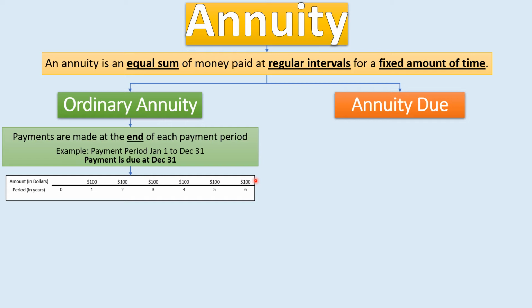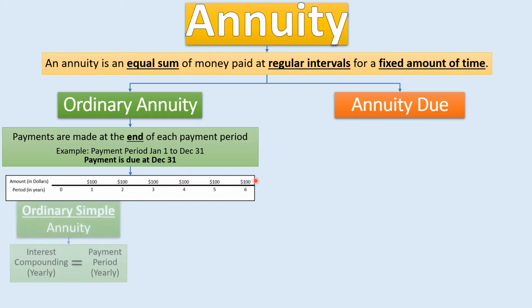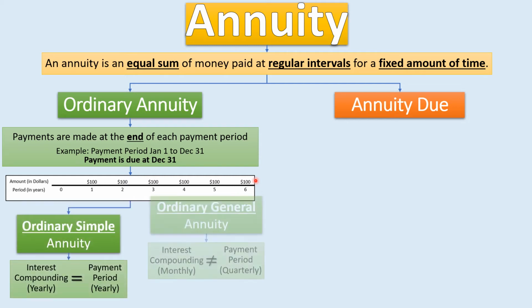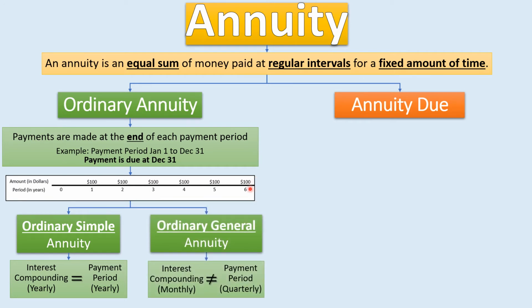Now, that was for the payment periods. There are two types of ordinary annuities: an ordinary simple annuity and an ordinary general annuity. In an ordinary simple annuity, the interest compounding and the payment period are the same. What that basically means is that if your interest is being compounded annually, your payment is also made annually. So if you have an interest of 2% on that $100 and you're making the payment of the $100 annually, it's the same thing.